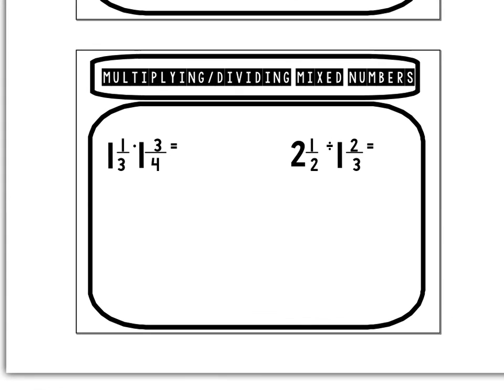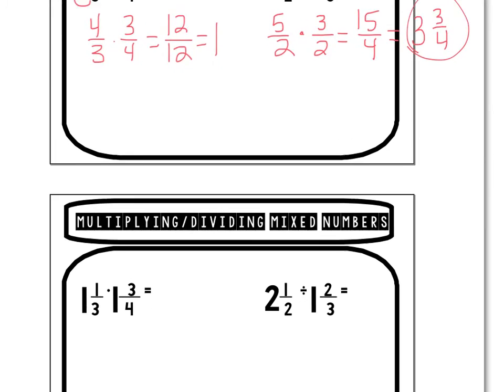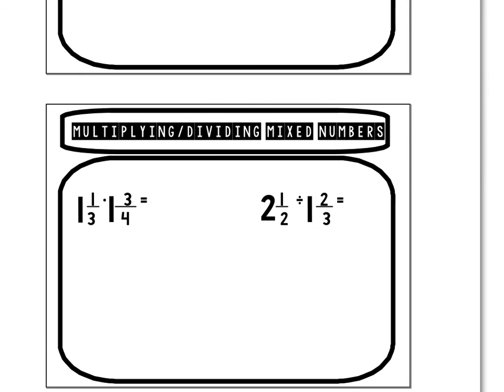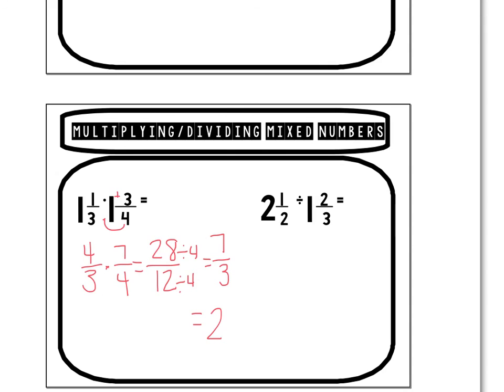Here we have our last page. We have 4/3 times, I have to change this one to improper as well, 7/4. Top times top gives us 28. Bottom times bottom gives us 12. They both can be divided by 4, which gives us 7/3. 3 goes into 7 twice with 1 left over.